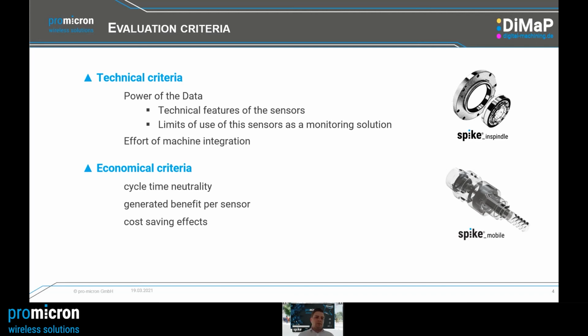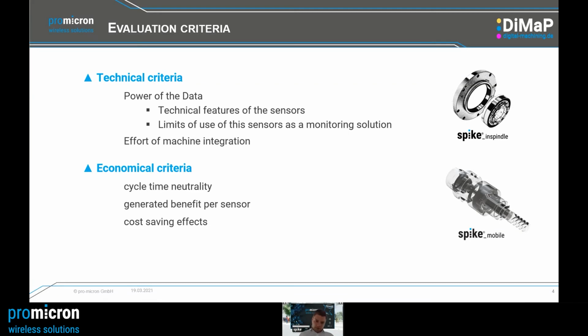Especially from a technical point of view, I would say the power of the data. So which kind of technical features does the sensor have? The accuracy, the sampling rate, the location. And these are criteria which are relevant to evaluate which fits really to my best benefit, to my need. Another criteria is how easy it is to integrate into the machine.